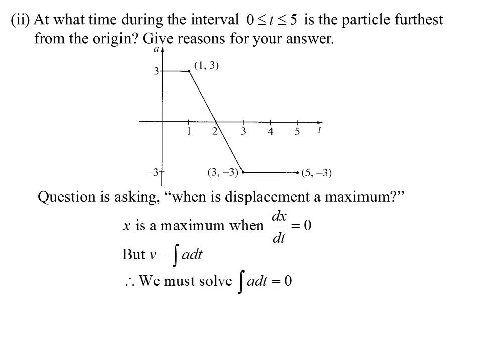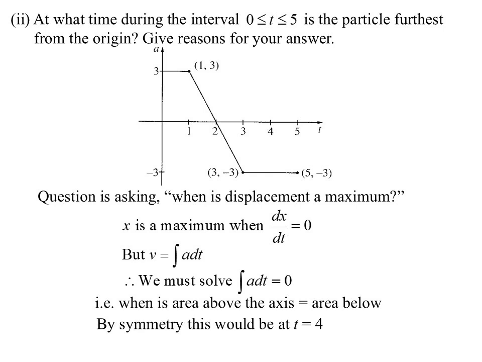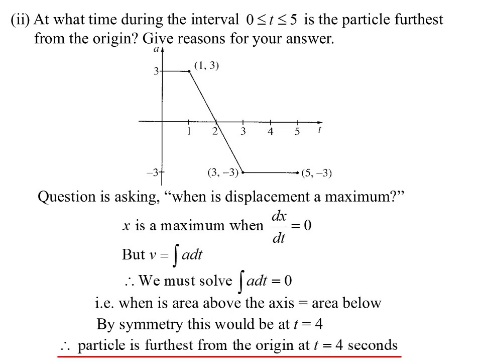When is this integral equal to 0? When is the area above equal to the area below? It was nice they gave us straight lines so we can work out the area of the rectangles and triangles. Looking at it, it's a lovely symmetric one. It's got to end up being at t equals 4. So that will be when it's furthest from the origin.